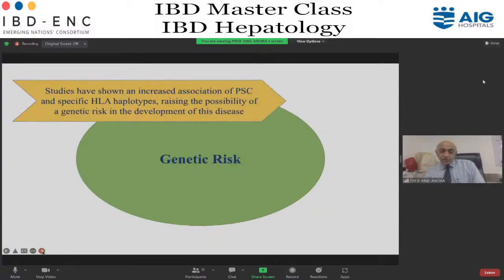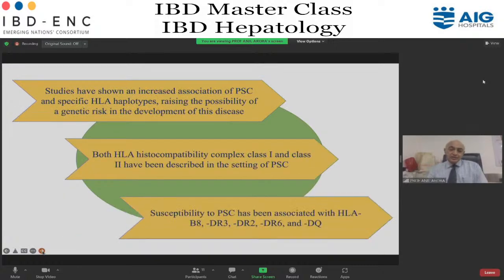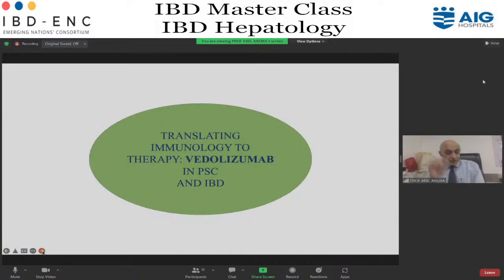Are these changes mediated by genetic risk? In fact, there have been 16 HLAs which have been associated with development of PSC in patients with inflammatory bowel disease, which accounts for only 7% of the total explanation of occurrence of PSC in patients with inflammatory bowel disease. So these are the various associations, and as I said, this accounts for only 7% of the total causation of PSC in IBD. Does it translate into any clinical reality, whatever we have been talking about?